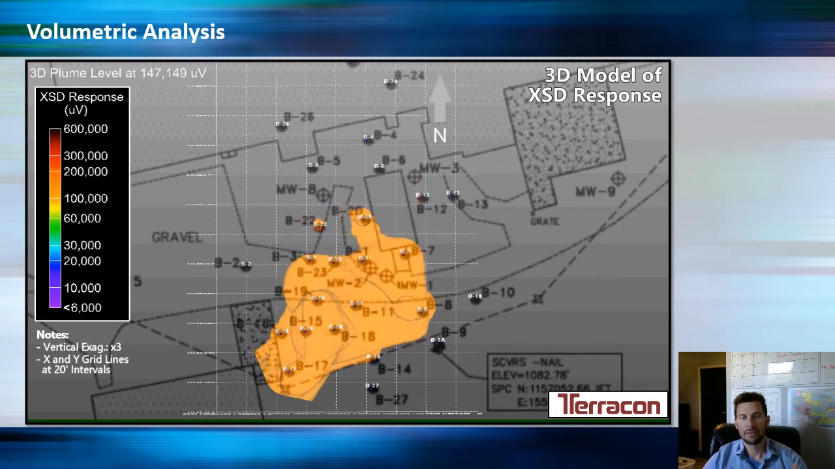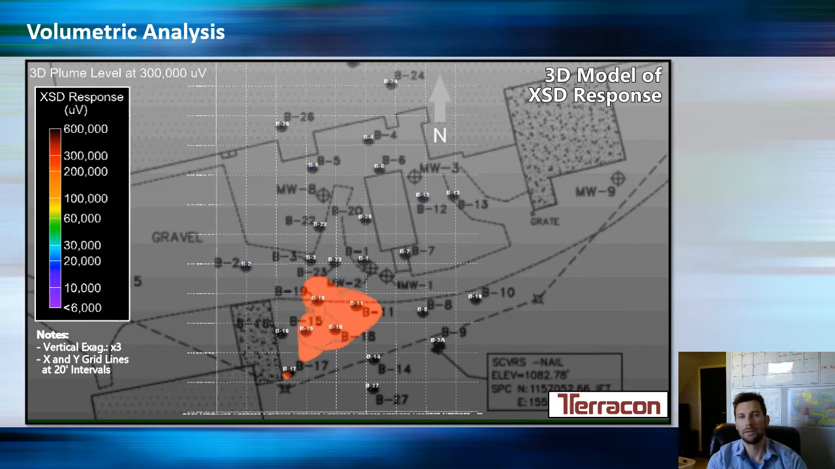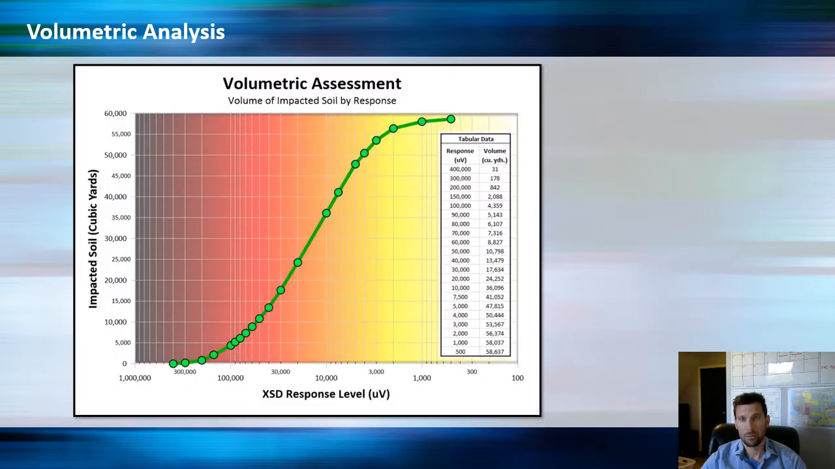So this in and of itself, I think, is pretty neat, just to be able to see the response at all these different levels. But using this 3D modeling software, you could calculate the volumes at any level you want. And that's what I've done here and kind of shown it in graphical form. You've got XSD response at the bottom there on the x-axis. You've got the volume of impacted soil on the y. So you could sort of look at any response that you wanted. 300,000.